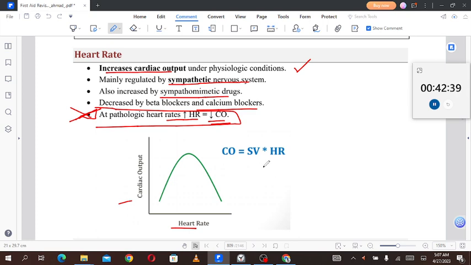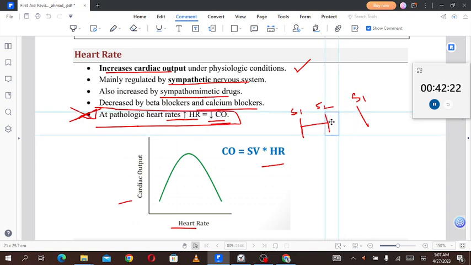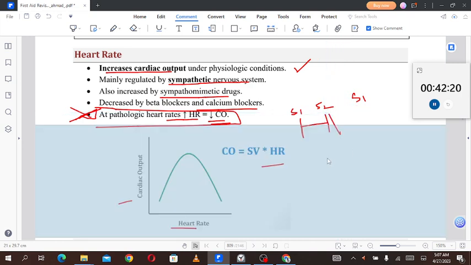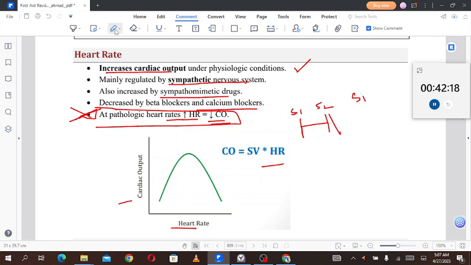So when the heart rate is increased, this is systolic time. Suppose this is S1, then S2, then again after the diastole we have S1 and S2. If the diastolic time is decreased to a pathologic level, then the heart has no time to relax. The heart can't relax at all. Because the heart is not getting time to relax or fill itself, there is a very small end diastolic volume.